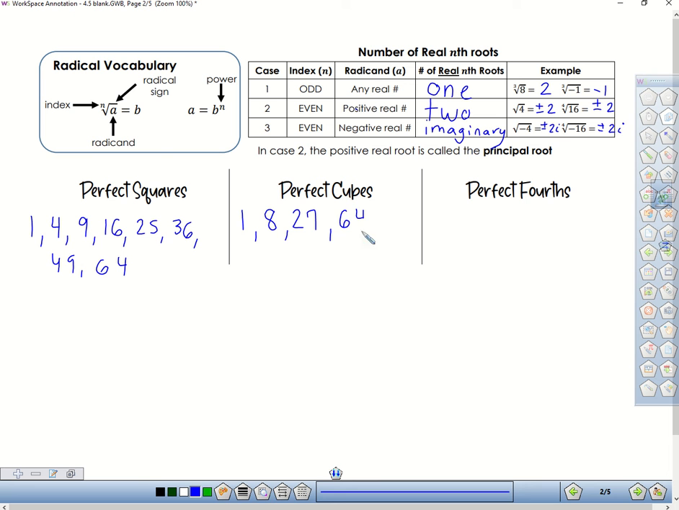64. That's okay. 64. So you guys get the idea here. And then 5 times 5 times 5 is 125. And then these numbers go on and on, multiplying the same number together 3 times.